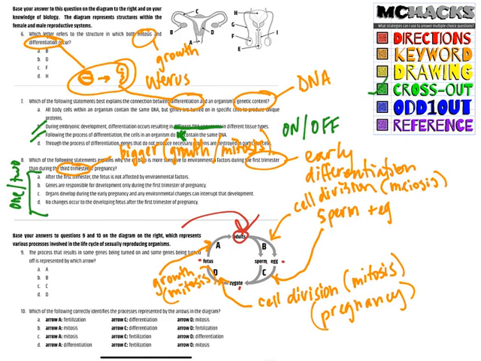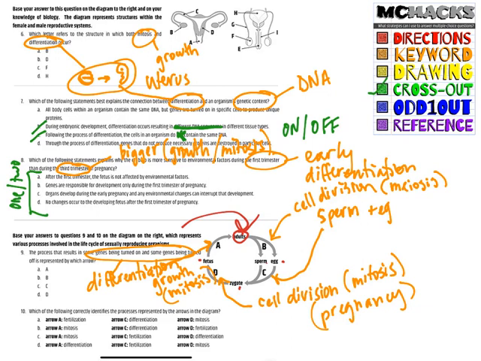Okay. Now, question 9. The process that results in some genes being turned on and some genes being turned off is represented by which arrow? Genes being turned on and off, that is known as differentiation. Which arrow is that? Is that A, B, C, or D?